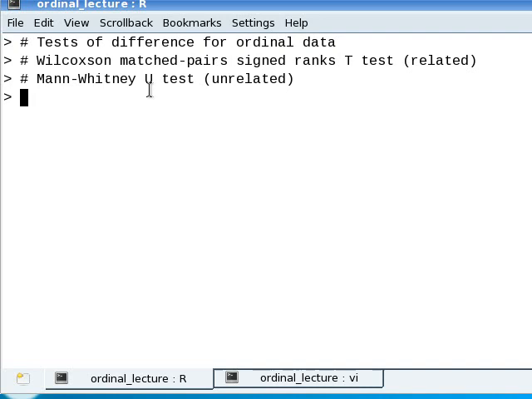The explanation of how those work in the book is really a good explanation, so I suggest that you read that. What we're going to do is we're going to start working with some actual data.